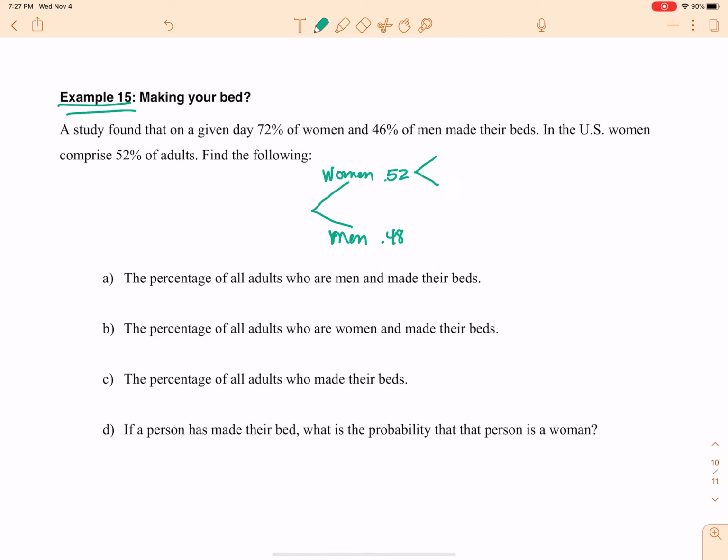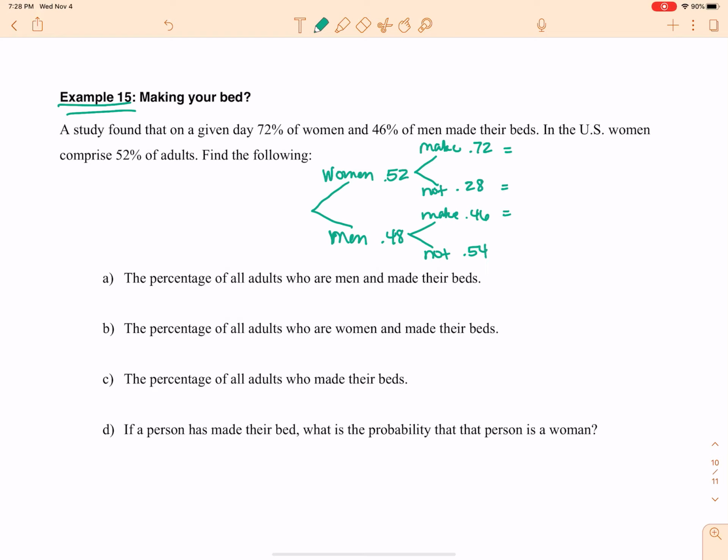All right, so of those women, the ones who make their bed, that would be 0.72, and that would mean that 0.28 do not. Of the men who make their bed, that's 0.46, which means those who do not would be 0.54.